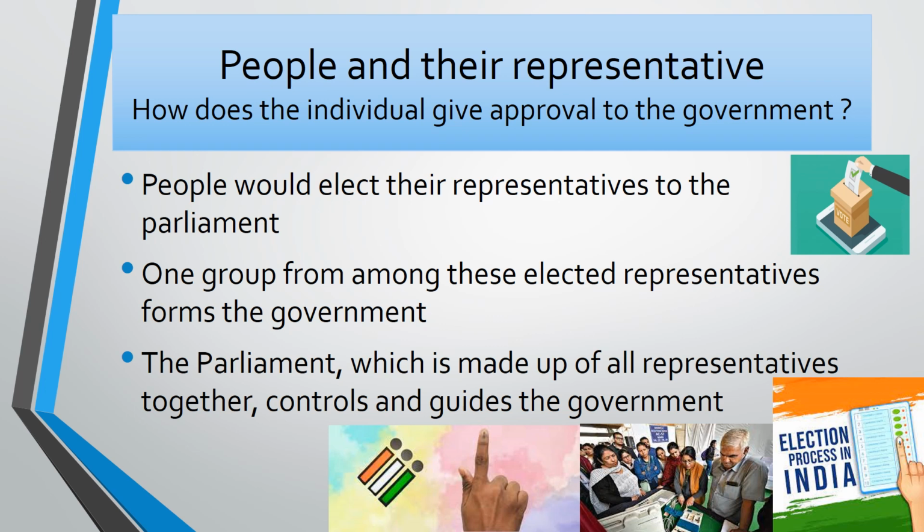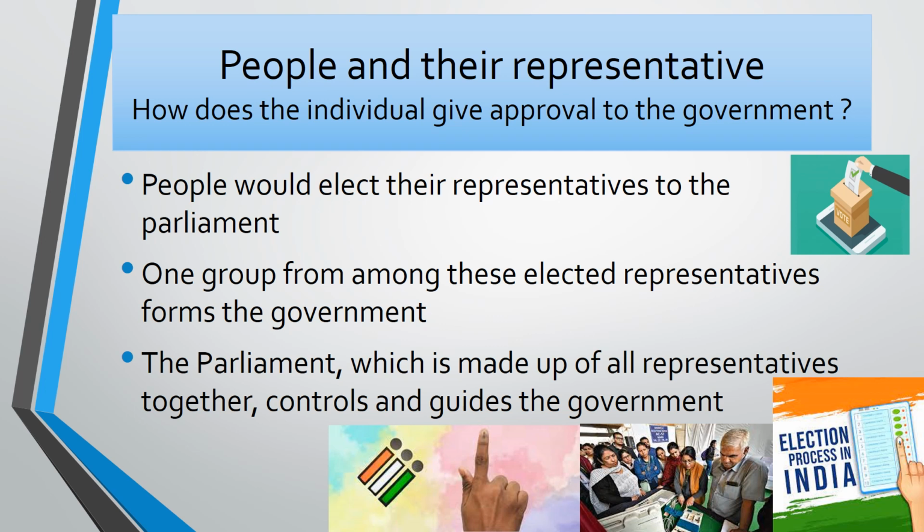It means during elections, individuals exercise their right to vote for the candidates they believe will represent their interest and concern effectively. The elected representatives, in turn, form the government. By voting, individuals provide their approval and consent to the government, granting it the mandate to govern and make decisions on their behalf.